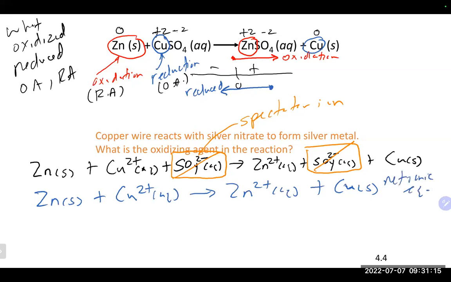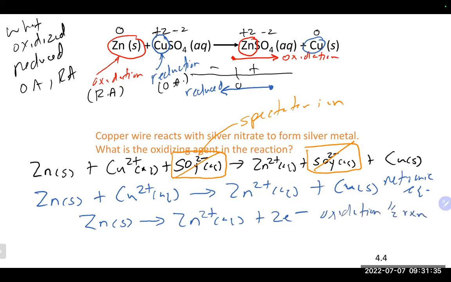And if we really get more specific, the zinc is being oxidized, which means basically it is the zinc that's going to become zinc with a +2 charge and give away a couple of electrons, which would be our oxidation half reaction. And our copper 2 will pick up those 2 electrons and make solid copper on the other side here, which would be our reduction half reaction.